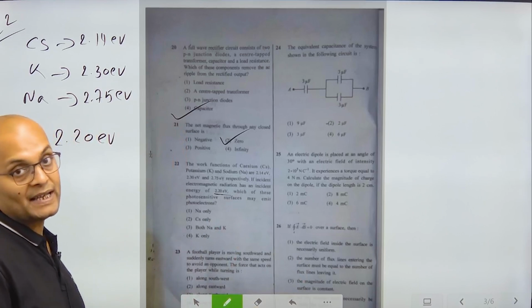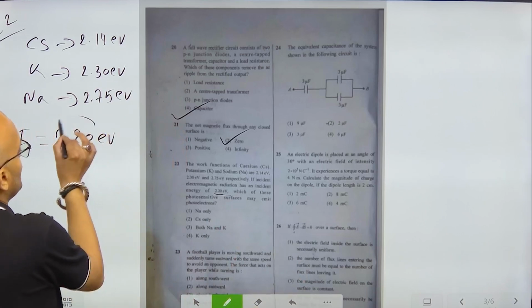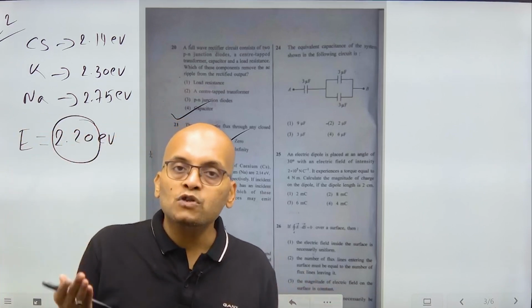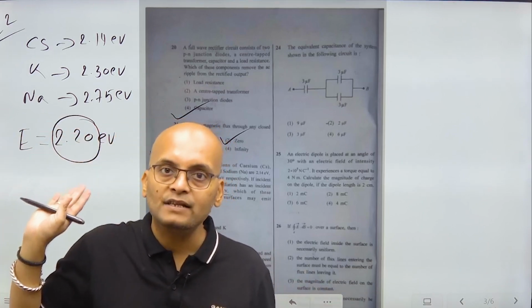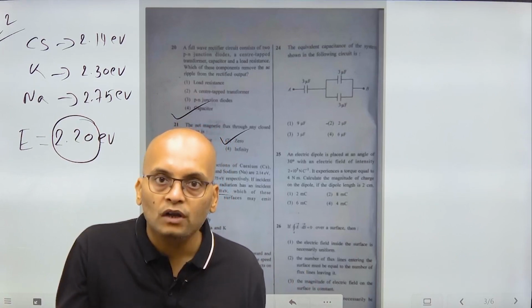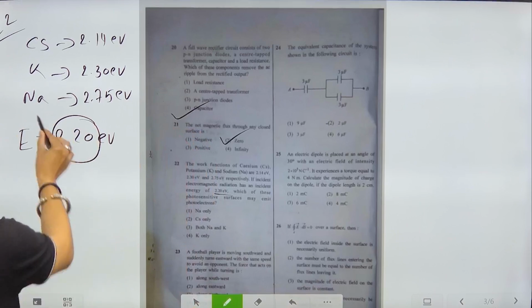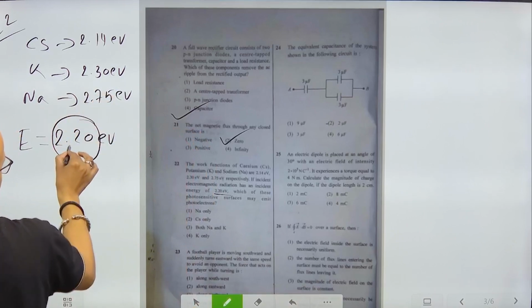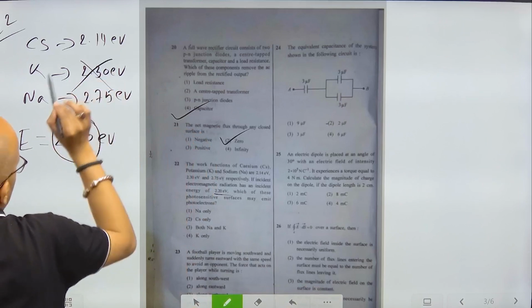Now see, it is very easy. You are providing this much energy. So material whose work function is lower than this energy, it may emit photoelectron. Yes or no? Rest of them won't. So for potassium, it is 2.30. It is greater than the energy given. It is not going to emit.